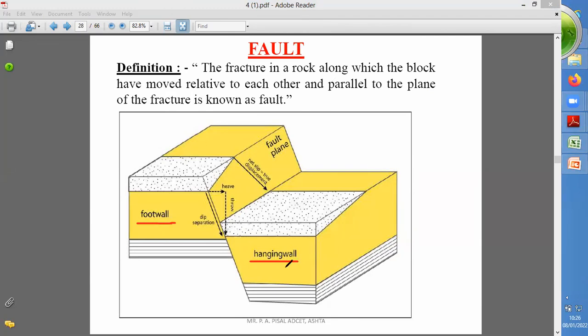The meaning of hanging wall is that the block which rests above the fault plane, that block is considered as a hanging wall, and the block which remains below the fault plane, that block is considered as a foot wall. Okay, have you understood the meaning of hanging wall? हँगिंग वॉल मीन्स द ब्लॉक विच रेस्ट अबोव द फॉल्ट प्लेन.